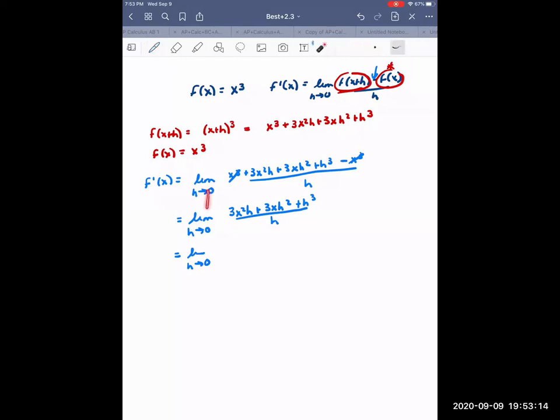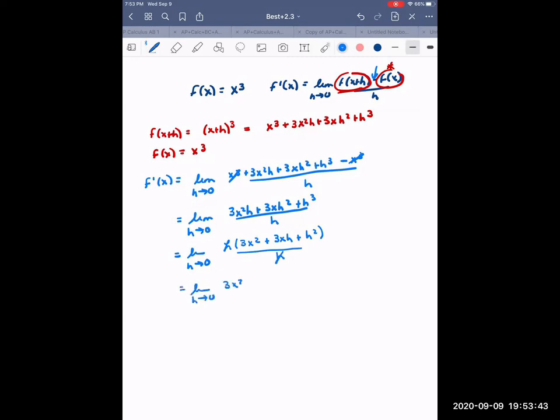This limit notation needs to stream on down every single step until you take the limit, and then that's when it's going to disappear. So don't forget that. If I factor out an h in the numerator, I'm left with 3x squared plus 3xh plus h squared all over h, and then I can get rid of those. And that gives me the limit of what's left.